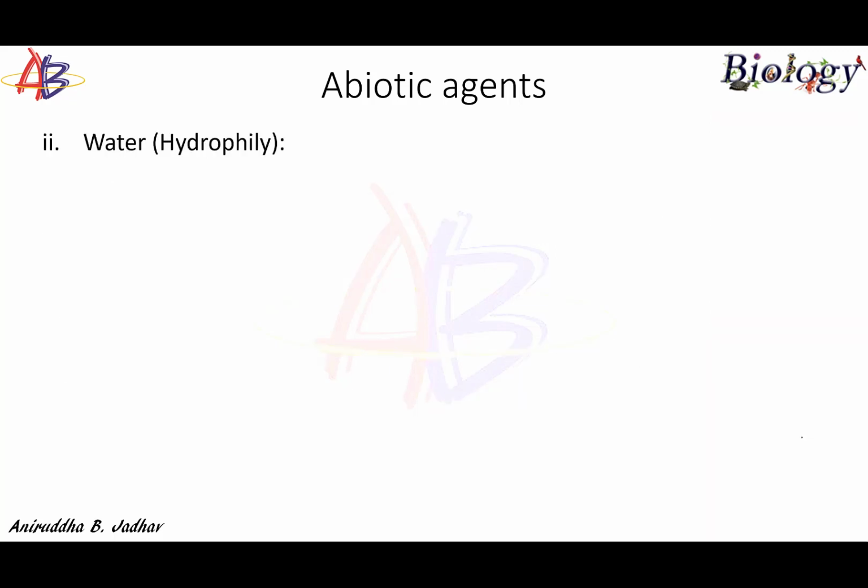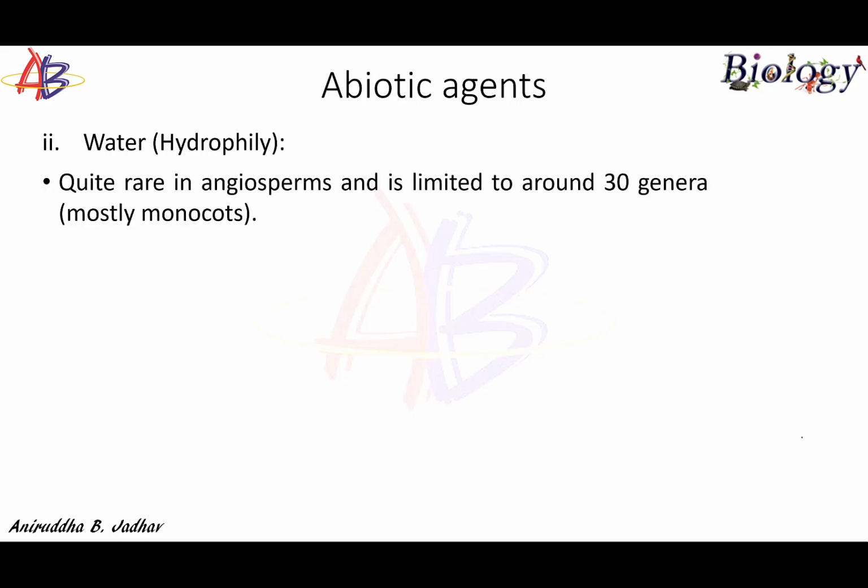The next abiotic agent for pollination is water. When pollination is supported by water, it is called hydrophily. Pollination by water is quite rare and is limited to only about 30 genera, and among these, most of them belong to the monocot group.